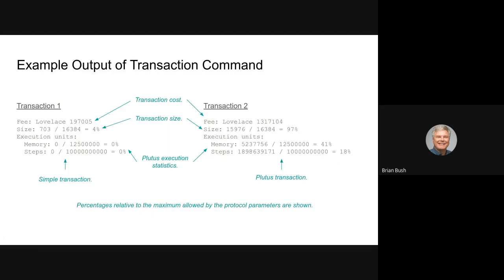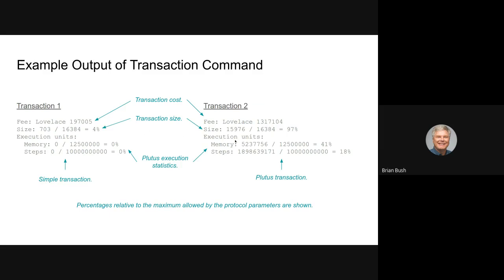As an example, we had this print statistics flag turned on. These are the sort of things that you will see when the statistics are printed. So here you can see that the first transaction was using about 0.19 ADA. That was the fee. The size of the transaction was 4% of the 16K limit on transaction size. So we're way under the transaction limit. And it actually wasn't running Plutus. So we didn't use any execution limit, execution steps, or memory.